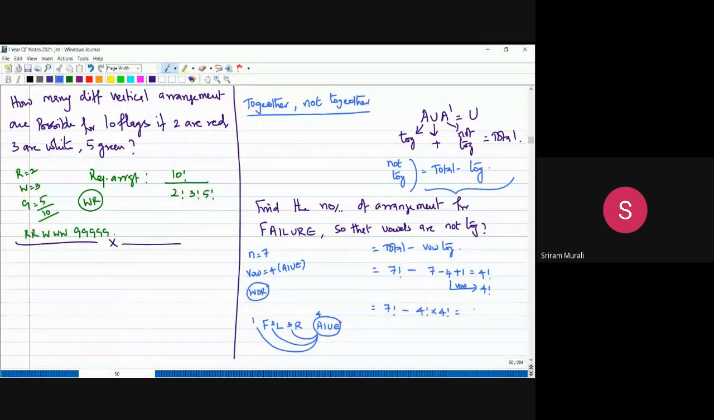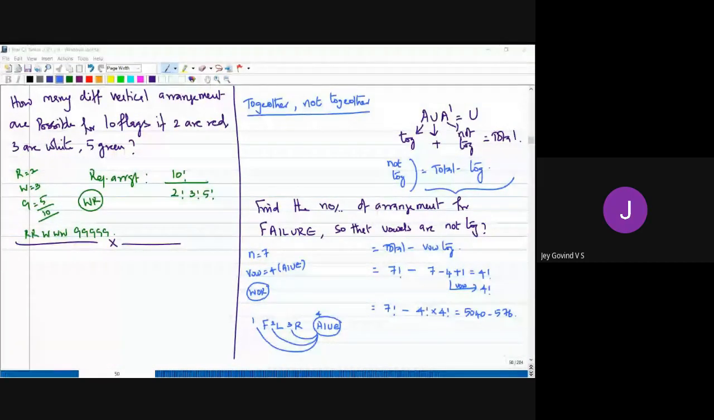Have you all understood? Yes, sir. Sir, 4 plus 1, how? We are taking all the 4 letters as 1. That is why it is plus 1.